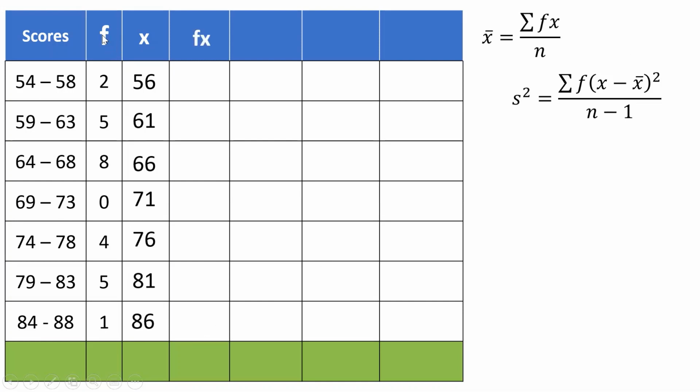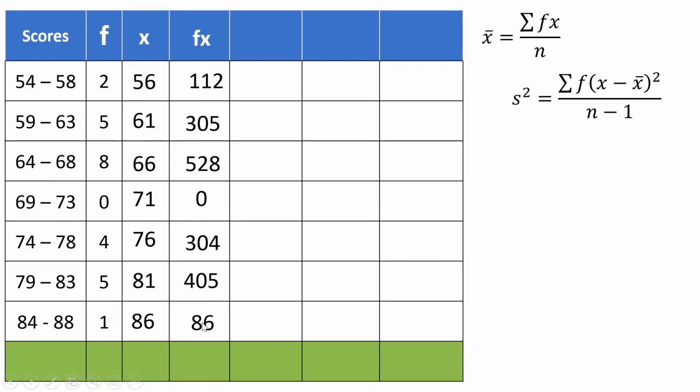Now, next we're going to multiply the frequency and the class midpoint. So that is 2 times 56, that is 112. 5 times 61, that is 305. 8 times 66, that is 528. Do the same up to the last entry. So that is now 1 times 86 is equal to 86.